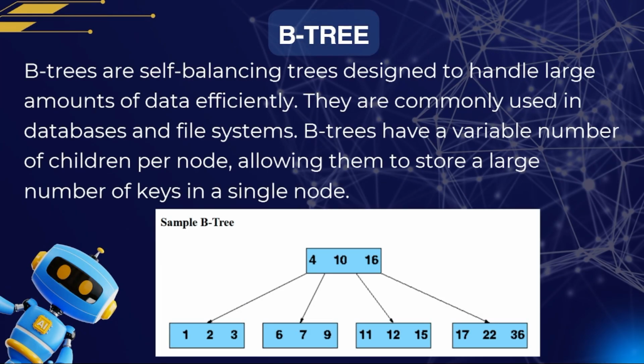Then B-tree. B-tree is a self-balancing tree designed to handle large amounts of data efficiently. They are commonly used in databases and file systems. B-trees have a variable number of children per node, allowing them to store a large number of keys in a single node. So, ang B-tree, ang kalahiran niya is naatiyay daghan nga variable number. So, mausa siya. Instead of 2 children per node, B-tree nodes have many children.